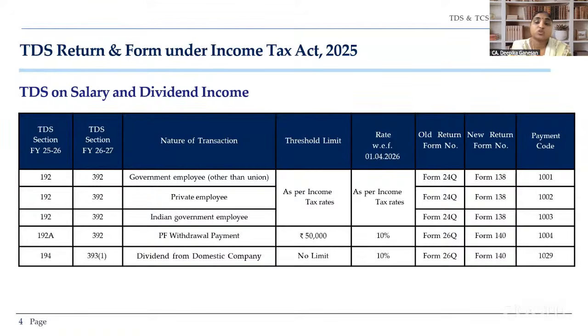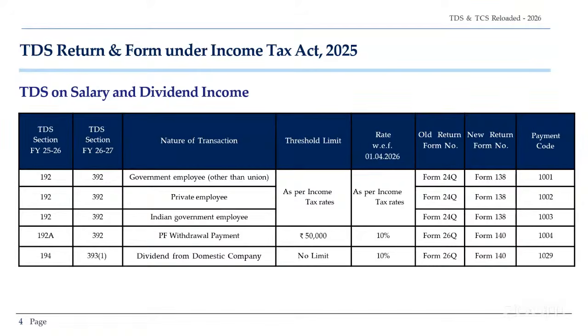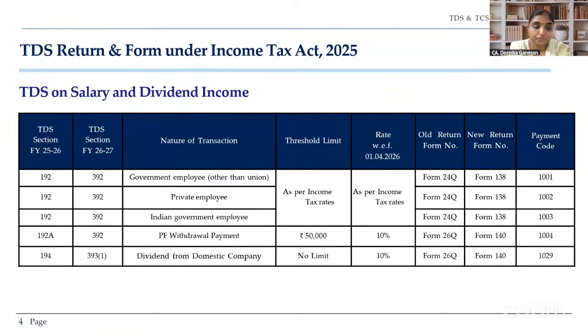Next is in case of withdrawal of PF, Provident Fund. So that was earlier under section 192. Now it is replaced with 392. So the threshold limit is 50,000. So the moment it exceeds 50,000, you are liable for a TDS of 10%. The earlier form of 26Q is 140, and the payment code for that is 1004.